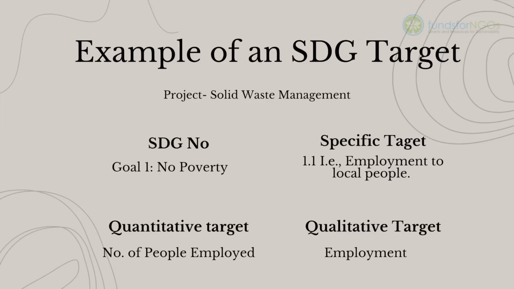In case of our SWM project, under goal 1, no poverty, as you will be hiring both your project staff and also some labor for waste collection or segregation, you will be contributing to target 1.1, that is employment to local people. Now, quantitative impact is employment to those number of people and qualitative impact is employment itself. This could further be direct and indirect employment, depending on how many people you hire as direct, and those further get indirect employment because of the project as other type of employment.